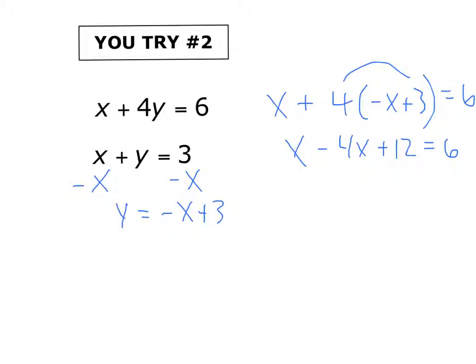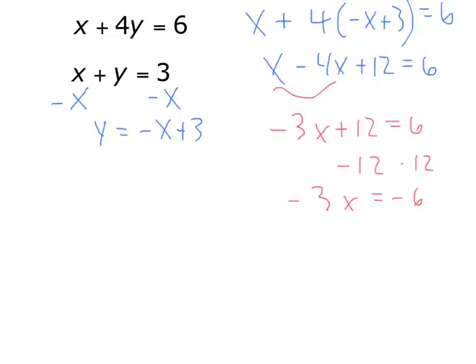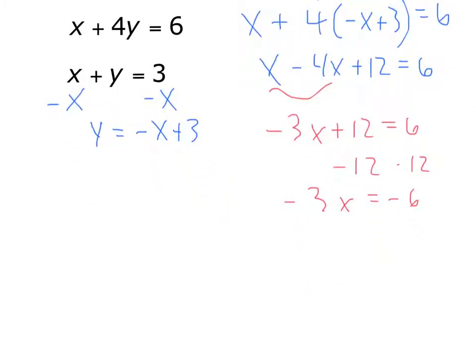If we take x and subtract 4x, that gives us negative 3x plus 12 equals 6. Then we have a two-stepper. We're going to subtract 12, and that gives us negative 3x equals negative 6. And last step, divide by negative 3 on both sides. That gives us x equals 3. So the first part of our ordered pair is 3.